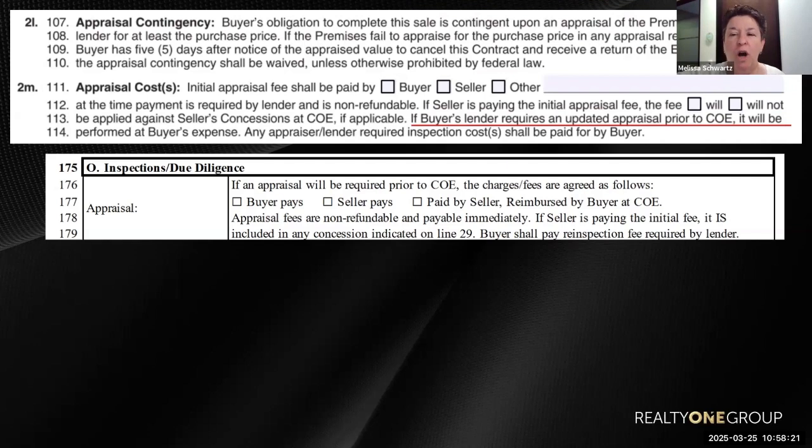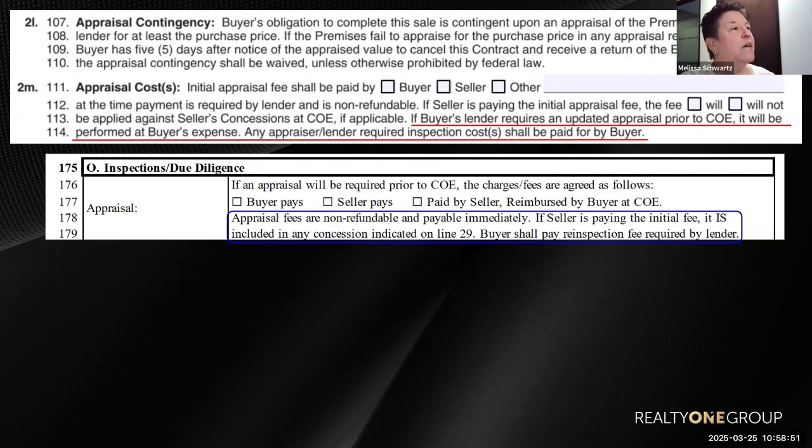Okay. Ours says up top that if the buyer's lender requires an updated appraisal, then it is to be paid by the buyer. If there's any updates, the AAR contract says that. And then it also says it on the bottom here, the buyer shall pay reinspection fee required by lender. So both of them delineate, if there's a secondary appraisal inspection required, buyer pays it, period.